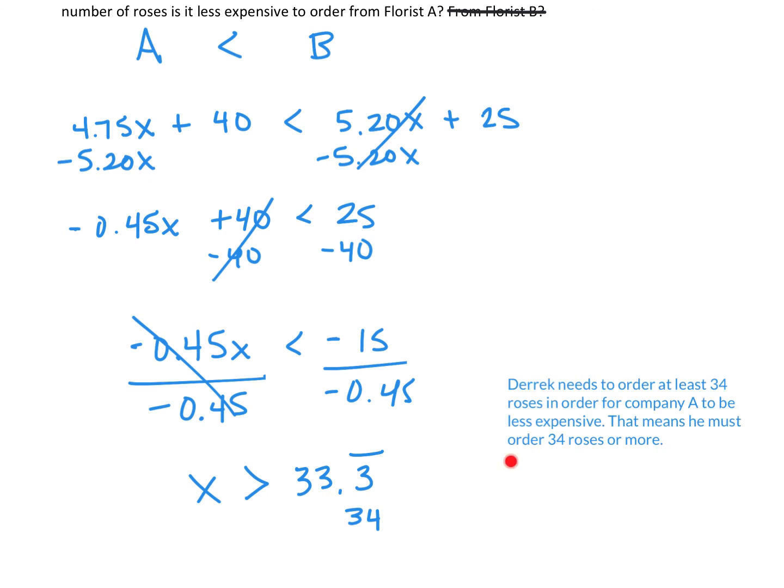Okay, so here's that answer written out. Derek needs to order at least 34 roses in order for company A to be less expensive. That means he must order 34 roses or more. And we're done with lesson 1.5.